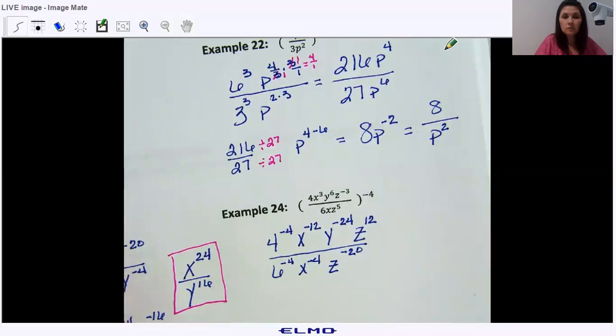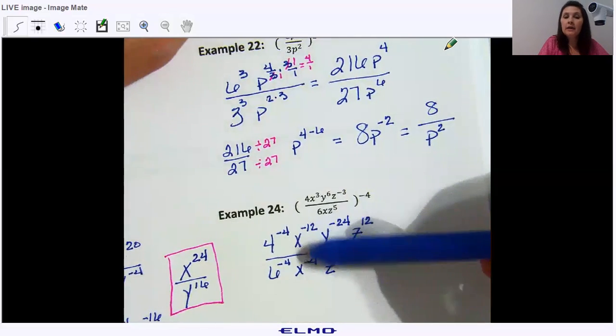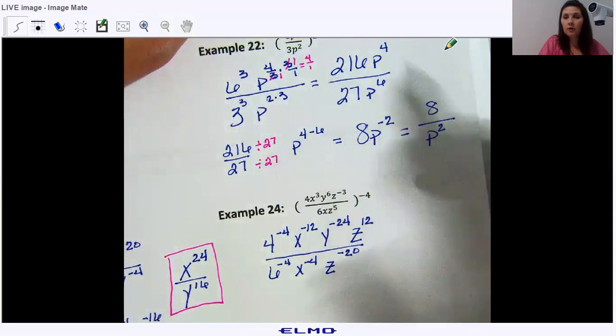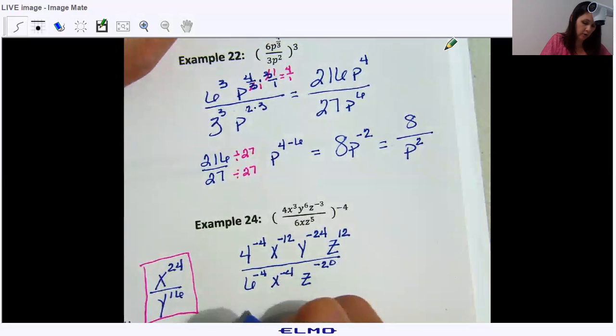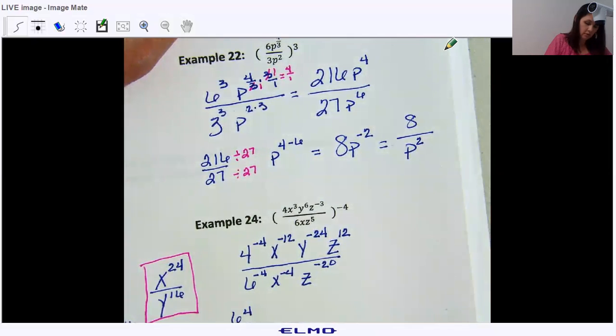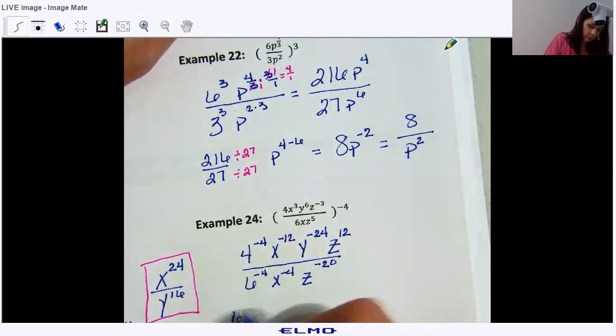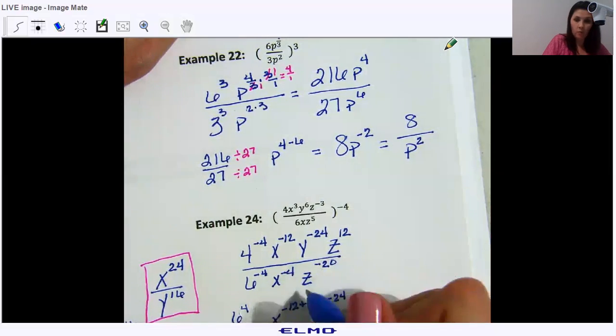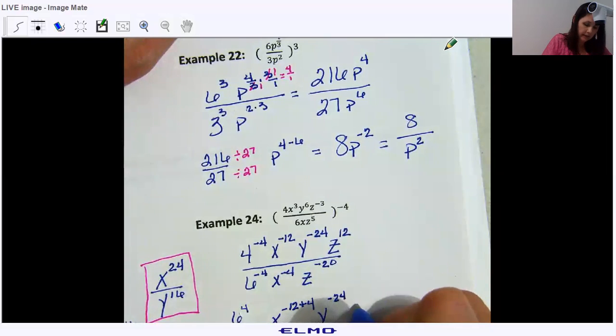Okay, so in this one, I can go ahead and switch my coefficients because they're both negative, so we need to move them. But then my variables can all be combined together in the numerator. So I'm going to rewrite that down here. 6 to the power of 4 over 4 to the power of 4. And then I have x to the power of -12 plus 4, y to the power of -24. I don't have a y down here, so I'm just going to leave that. And then z to the power of 12 plus 20.